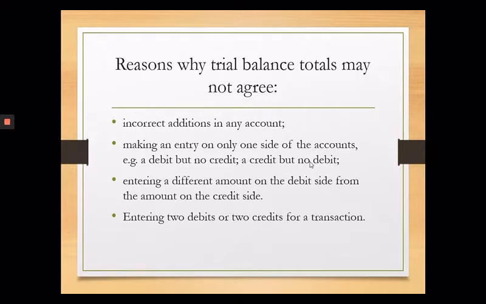So if you enter one that is a debit or a credit only, then the trial balance totals will not agree. Then the third reason is entering a different amount on the debit side from the amount on the credit side. So this also will result in the trial balance totals not agreeing, because you have entered an incorrect amount on one side. Then our last reason is entering two debits or two credits for a transaction. Obviously, this will result in the trial balance totals not agreeing.